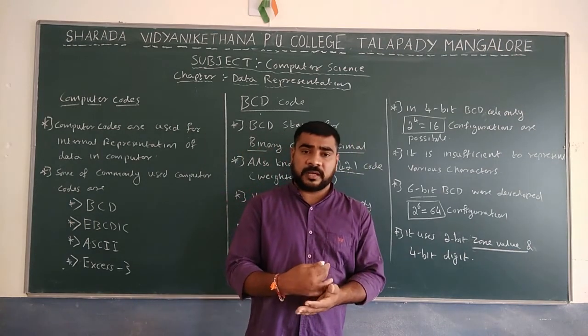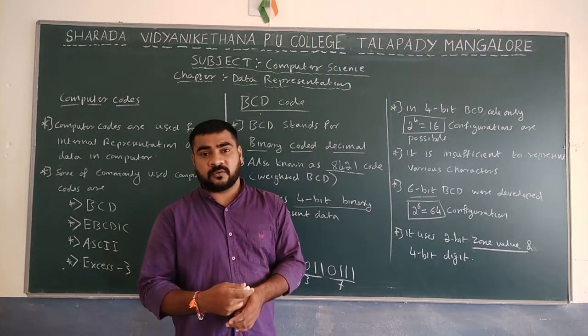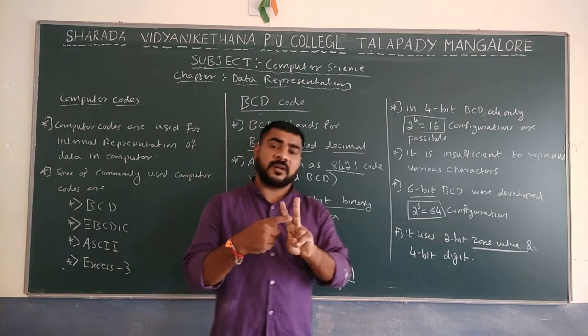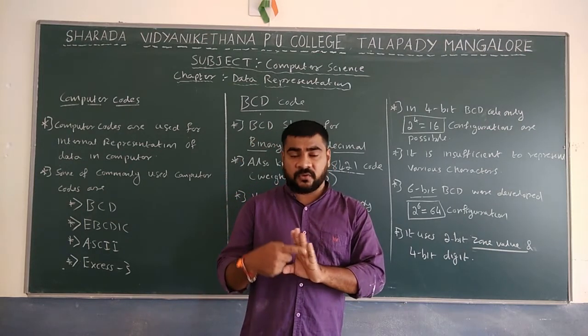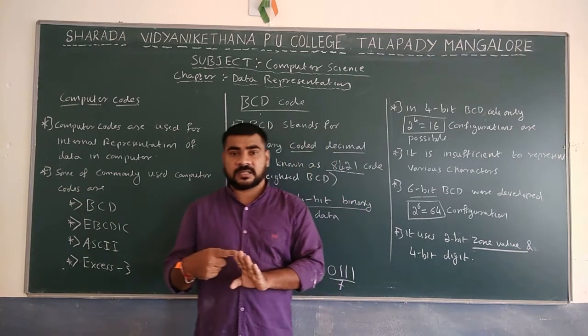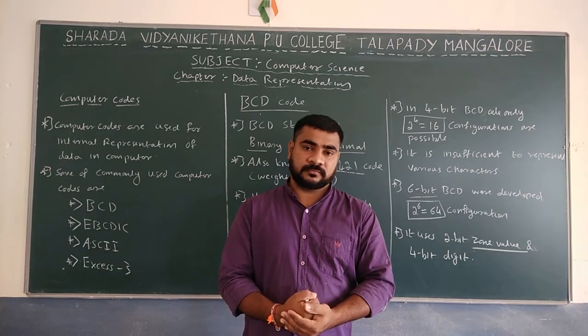So at that time, they developed a new type of coding, that is the BCD 6-bit coding. In that, the first 2 bits are known as the zone value and the remaining 4 bits are the digit. So we can represent a total of 64 characters with the 6-bit coding method.